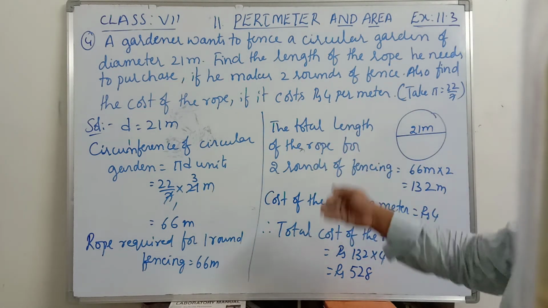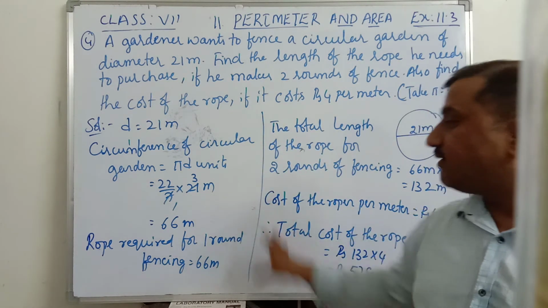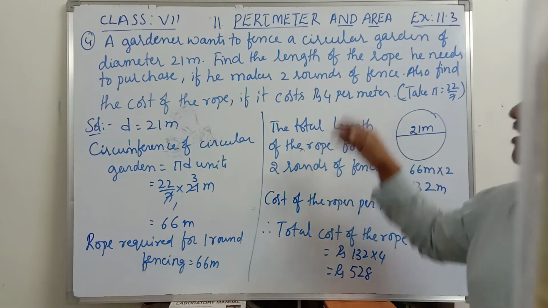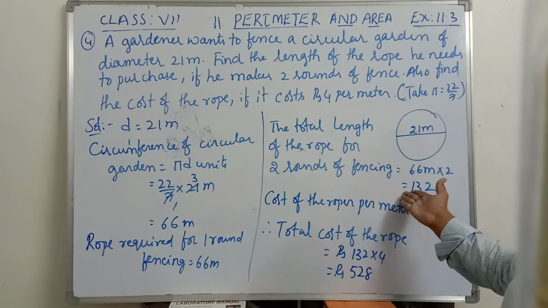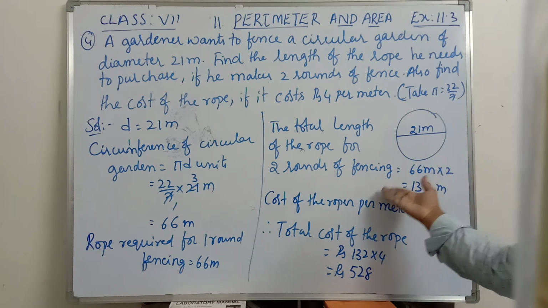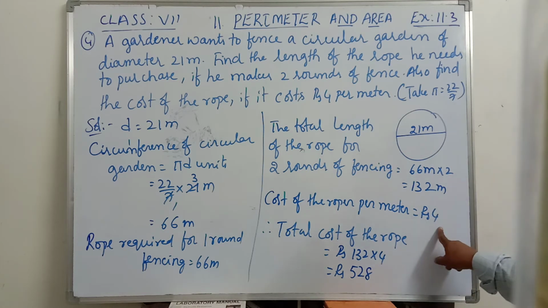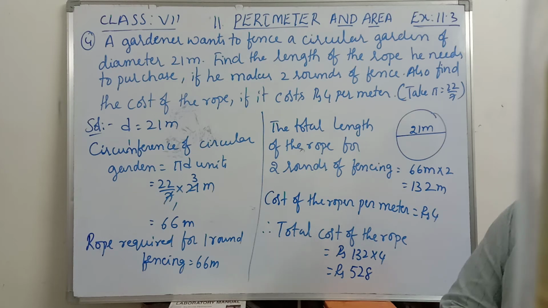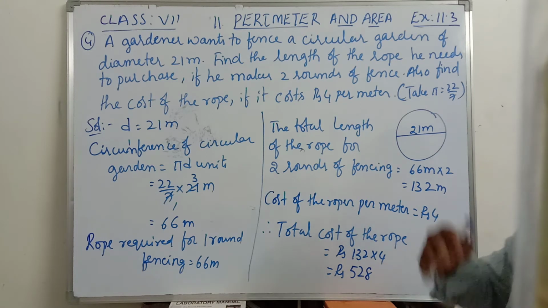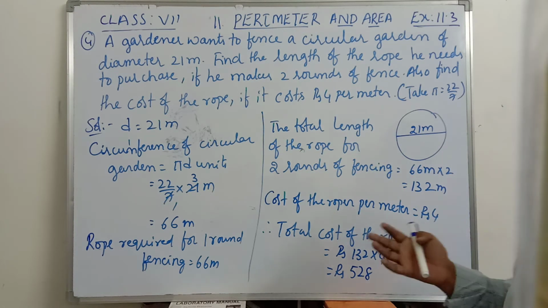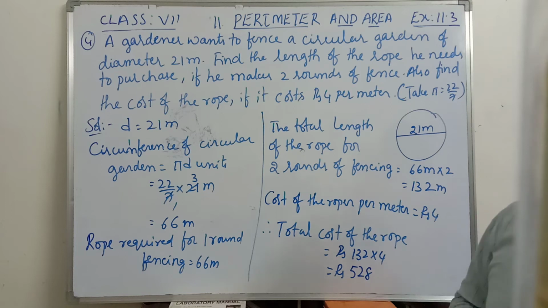So use the circumference of the circle to find the length of the rope required for 1 round, and the gardener wants to fence for 2 rounds. So multiply with 2 so that we get the total length of the rope for 2 rounds. Then that is multiplied with 4 rupees, we will get the total cost as 528 rupees as the total cost of the rope. Is it clear, children? Yes, this kind of questions we will face in our real life situation also. That is very helpful for you.